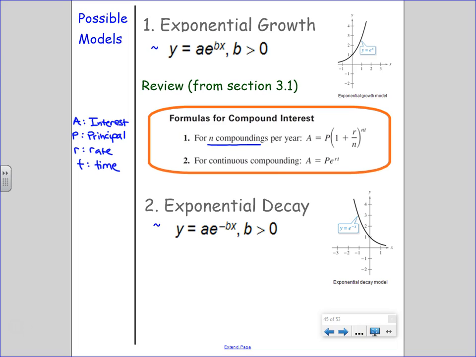So if it says annually compounded, how many times per year? 1. Semi-annually, 2. Twice a year. Once halfway through the year, once at the end of the year. Monthly, 12. Does that make sense? Daily, oh dear, 365. And continuously, well that's just awesome. He has his own formula. He depends on E.